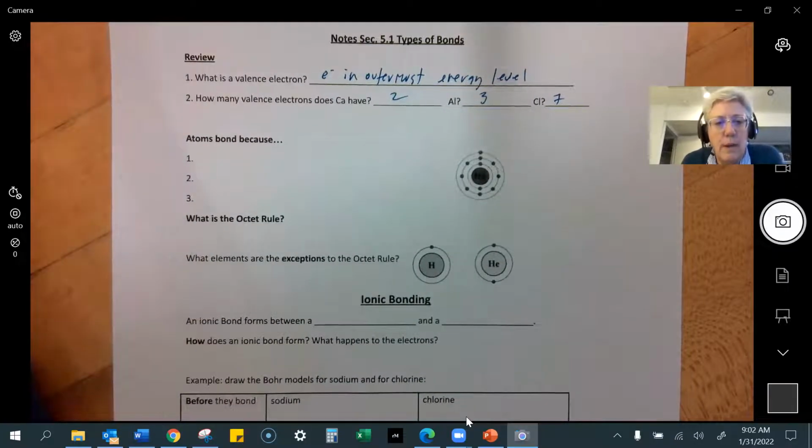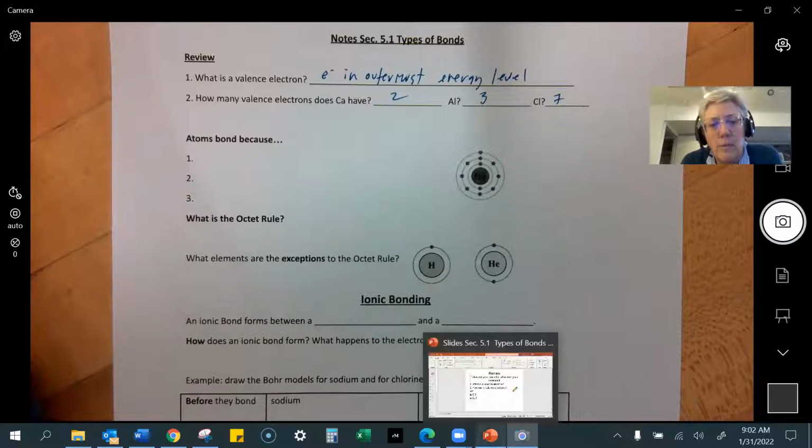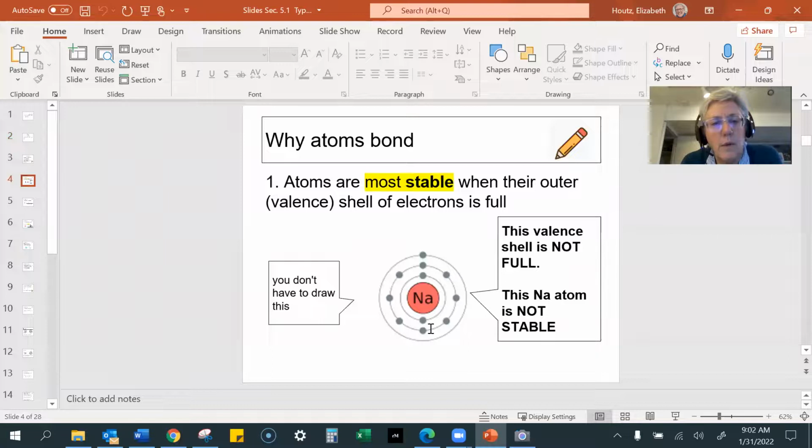Okay. So atoms bond because. So I'm going to go back over here to my slide and I'll write it on the paper, but we are on slide number 4. The first reason atoms bond is because they are more stable when their outer valence shell of electrons is full. And I will go back and write this down on the paper. But here's a picture of the Bohr model of sodium. So sodium has 11 protons and 11 electrons. And if we counted, we got 2 there on energy level 1. We have 8 on energy level 2. And we have 1 on energy level 3.